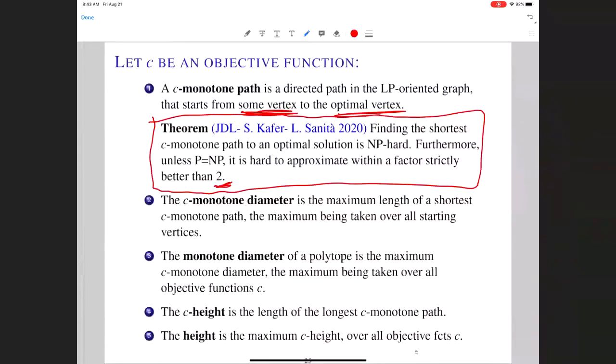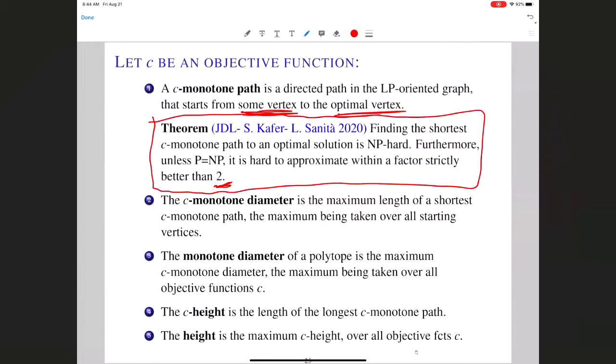That proof is really, really nice. I'm not going to say too much about it. Well, maybe if I have time at the end, I can say more about it. But it's a very nice result, I think, and it shows that computing the lengths of monotone paths is not so trivial, right?